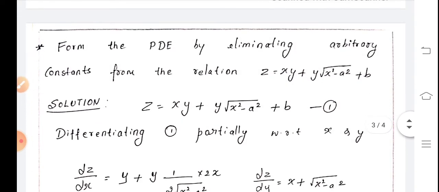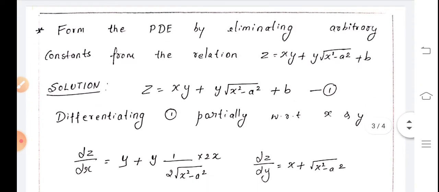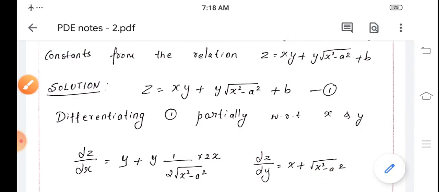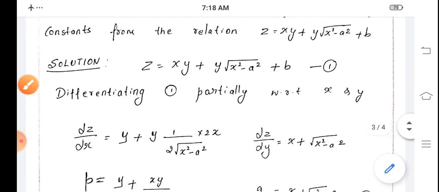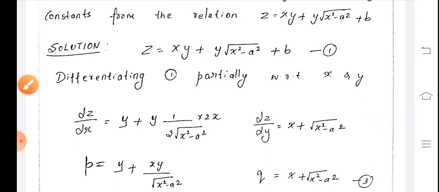Okay, then we will solve the next question. Form the partial differential equation by eliminating arbitrary constants from the relation z is equal to xy plus y into root of x square minus a square plus b. We'll take the given relation as equation 1.